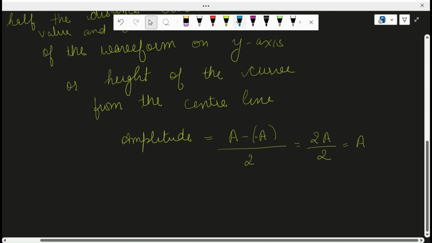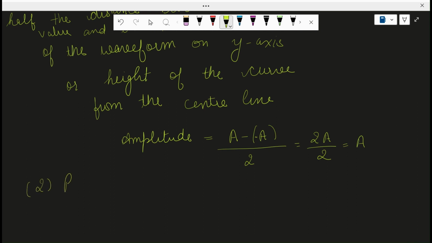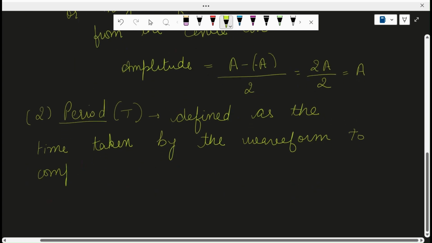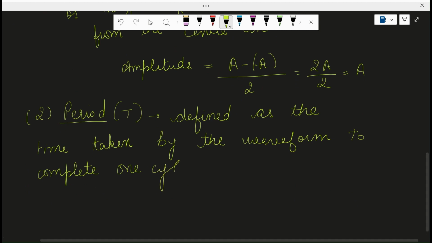Let us now move on to the period. So period, or T, is defined as the time taken by the waveform to complete one cycle or one oscillation.